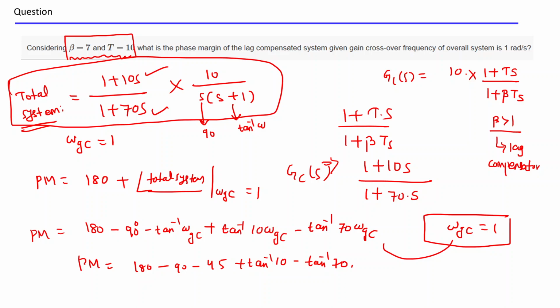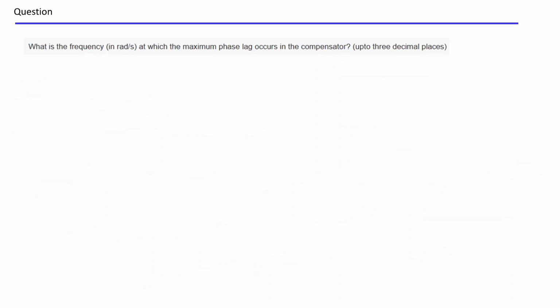Okay, you can find out by yourself what the phase margin is. Let me quickly tell you something which is very important from this question's point of view. Let me go to the next slide. So this is a question, but before coming to this question, let me tell you a little about that lag compensator that I told you about on the previous slide.